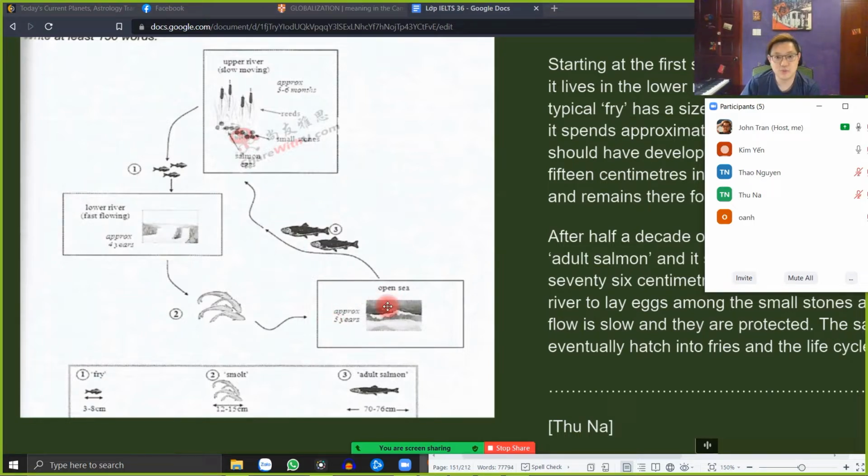And then by then it should become an adult salmon already at the length of about 70 to 76 cm.